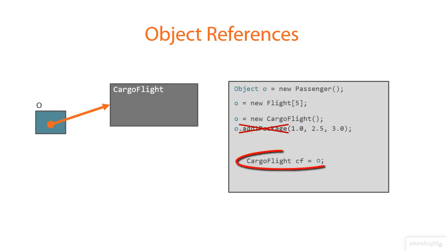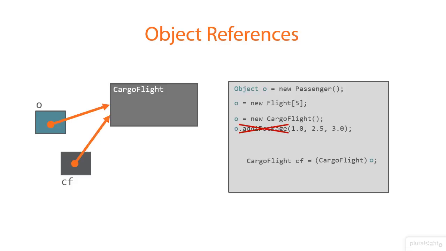Now, if we tried to use this code as it is here, we would actually get an error because the compiler would look at that and say, well, wait a minute. O can point to many different types. There's no way for the compiler to know that there'll actually be a cargo flight in there. So what we can do is add an explicit cast that says, no, I know there's a cargo flight in there. Now we want to make sure that it's true because if it wasn't true, we'd actually get an error at runtime. So what happens when we make this assignment, we've got our reference CF, but CF understands cargo flight and it ends up pointing to that same object that was in O, cargo flight.